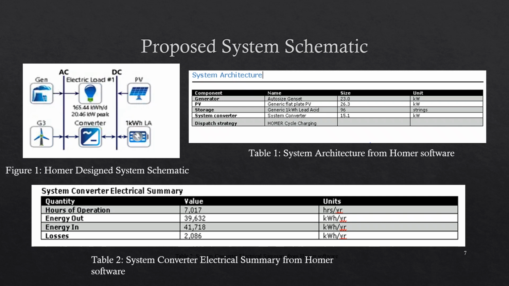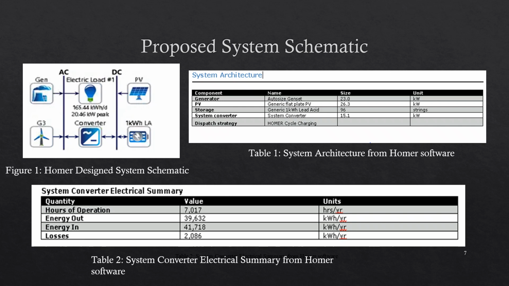So you can see below the picture of the HOMER design system schematic, which shows a generator, a wind turbine, the total load that you are to power, and the converter, as well as the photovoltaic module, which is also known as the solar panel, and the battery that will be utilized for storage. And after running the system through HOMER, you can see the system architecture, which consists of what I just listed: the generator, the PV, the storage system, the system converter, and the display.